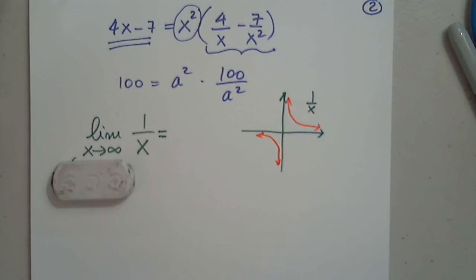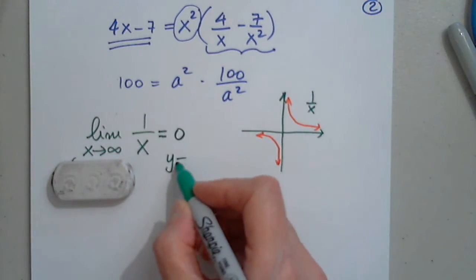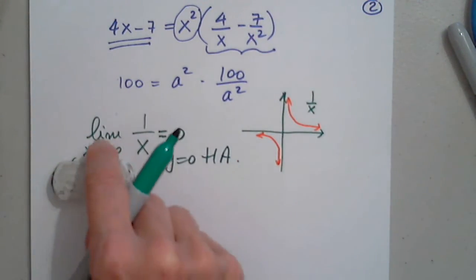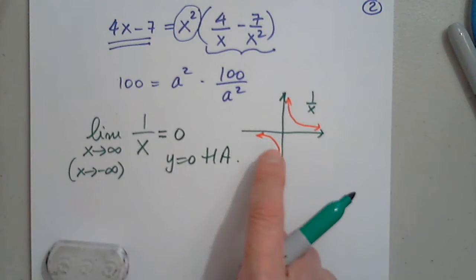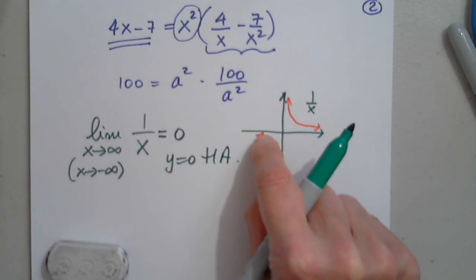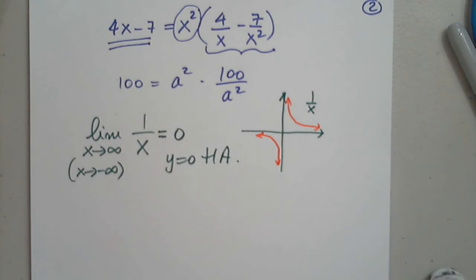Please look at the graph and tell me the limit. As x approaches infinity, it seems to tend towards 0. Thank you very much. Because y equals 0 is the horizontal asymptote. The same thing as if x approaches negative infinity, the function values get closer and closer to 0. Is this clear?